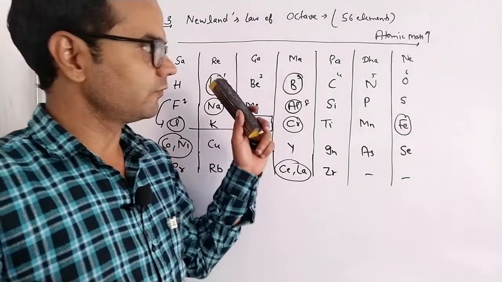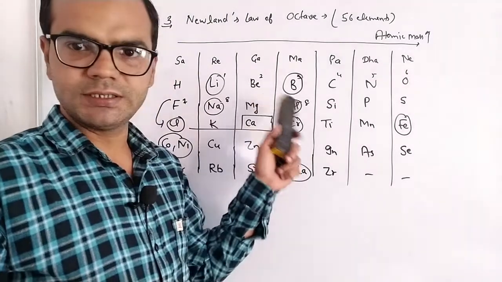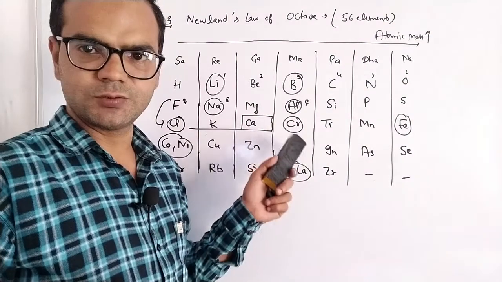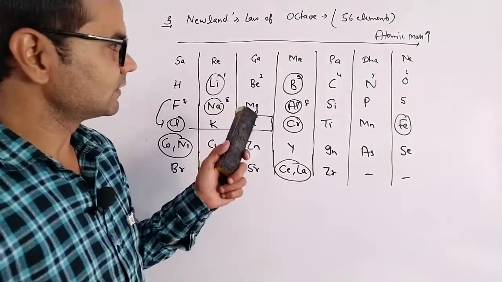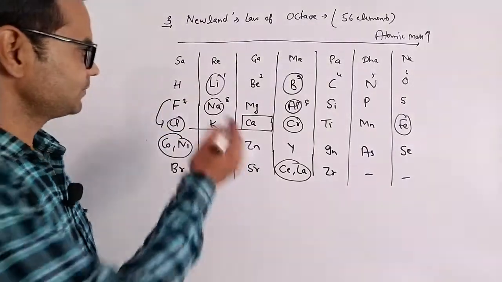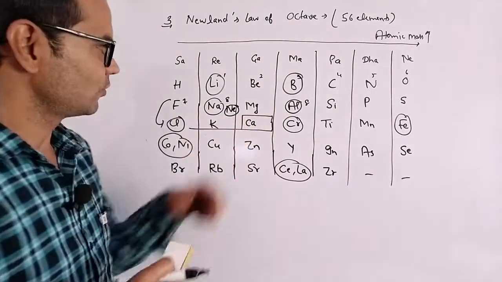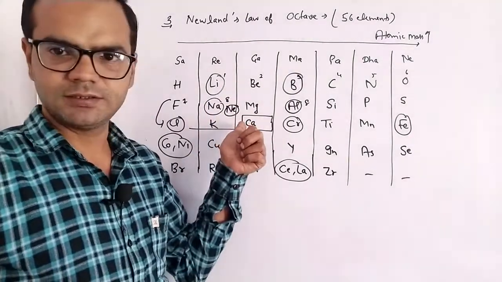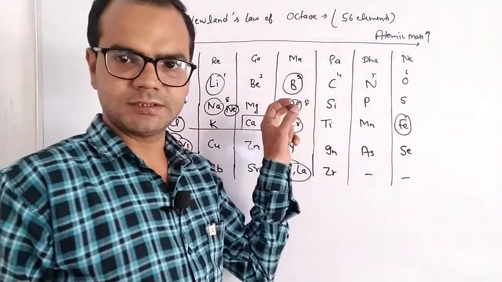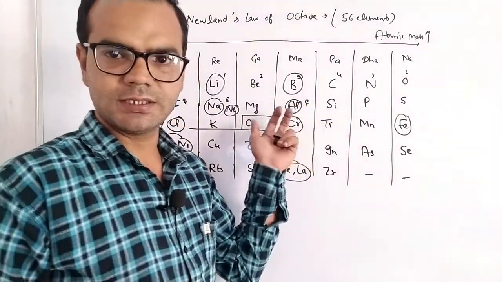And the major limitation was, as noble gases were discovered, this arrangement was totally disturbed. As noble gases were discovered, after fluorine, atomic number 10 will come. So there will be no match between lithium and neon. So it was applicable only until noble gases were discovered.